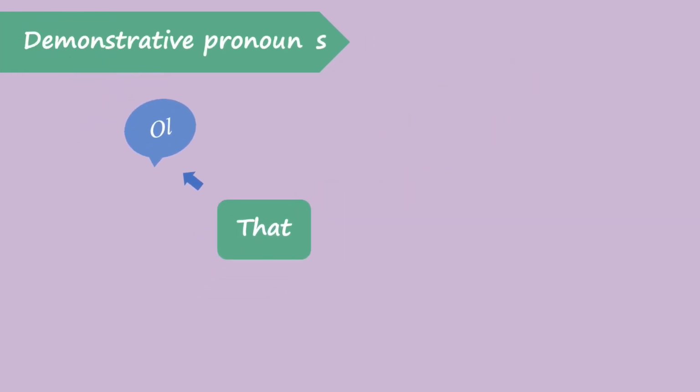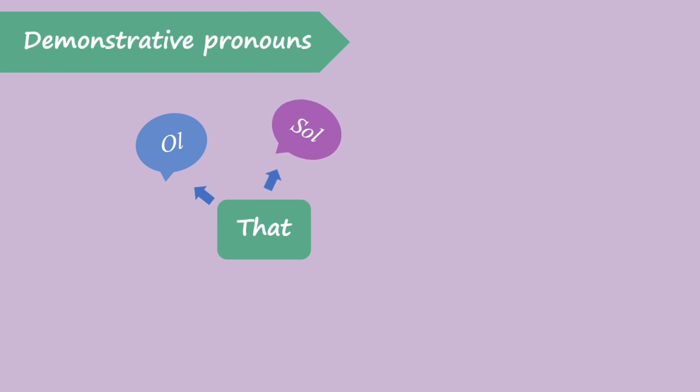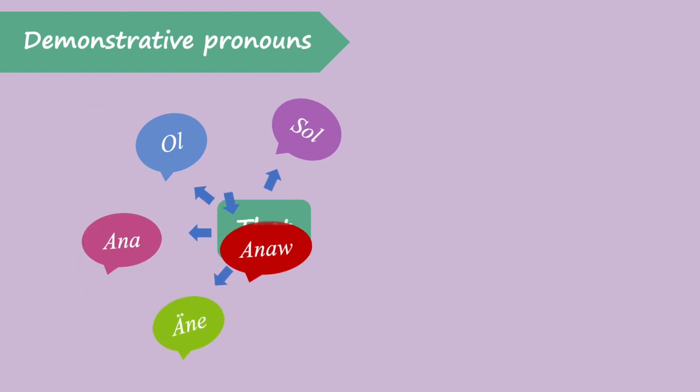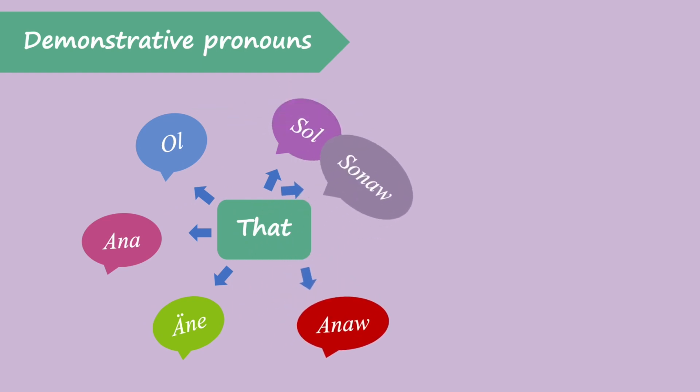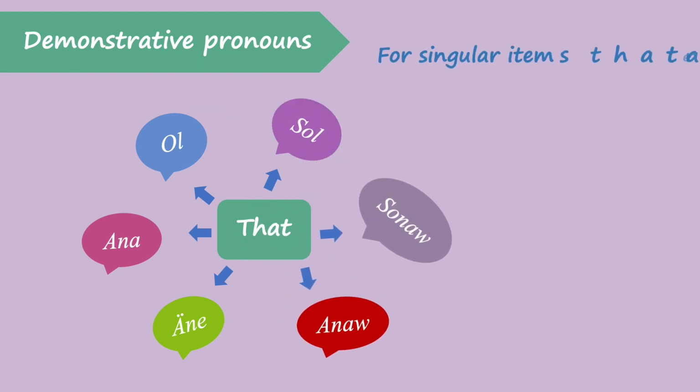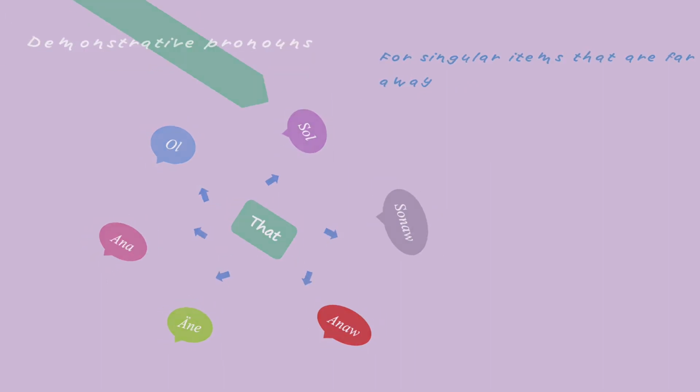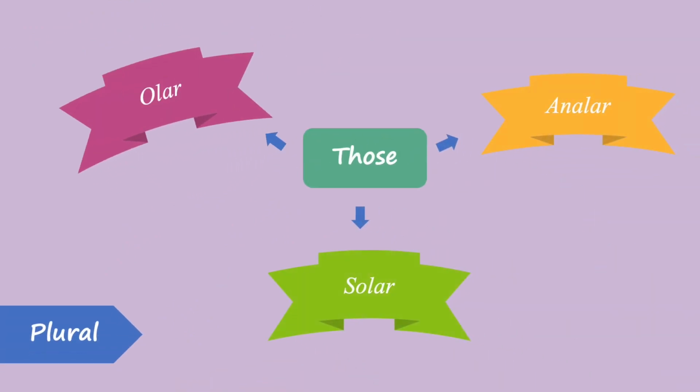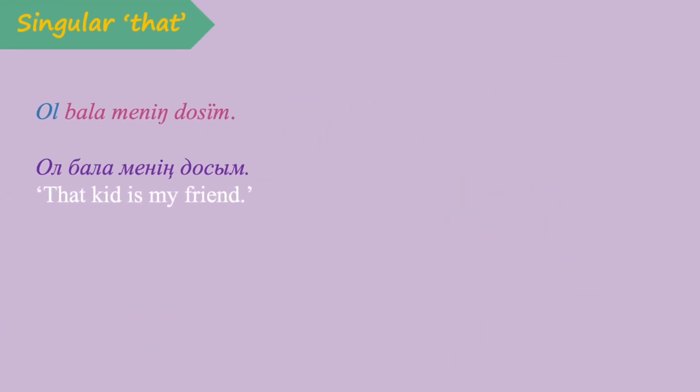The pronouns ол, сол, ана, әне, анау, сонау are used for the singular items that are far away. All of those can be translated using the English pronoun that. Олар, солар, аналар are used for multiple items that are far away. All of those can be translated using the English pronoun those. Here are some examples of those pronouns in action.